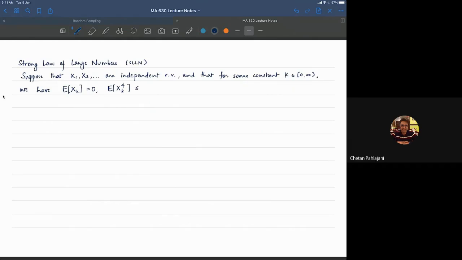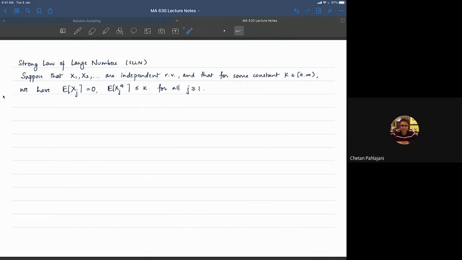This is not so good, because I'm using K as an index and also as a constant. Let me change this a little bit. Let me say Xn. Maybe Xn isn't the greatest idea either. Let's go with Xj, because I don't want people to get confused with which K is small and which K is uppercase. We have E of Xj is 0, and E of Xj to the 4 is less than or equal to K, for all j greater than or equal to 1.